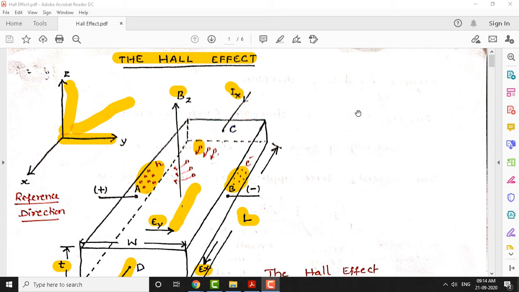Do you have any idea about what we mean by Hall effect? In 10 plus 2, or maybe in first year, if you have studied this, can you throw some light on the Hall effect phenomenon?